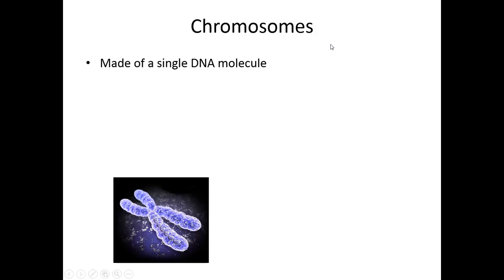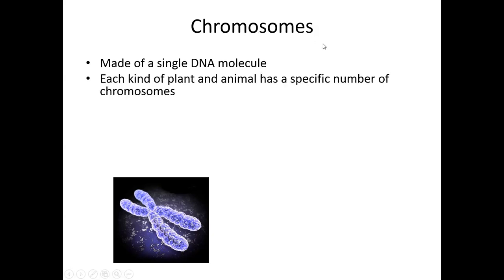So what we have instead are chromosomes. They're made up of a single strand of DNA. They've gotten twisted and folded, and so they have a specific shape. That's the shape of an X. Each plant and animal has a specific number of chromosomes. Humans, we all have the same number as each other, generally speaking.